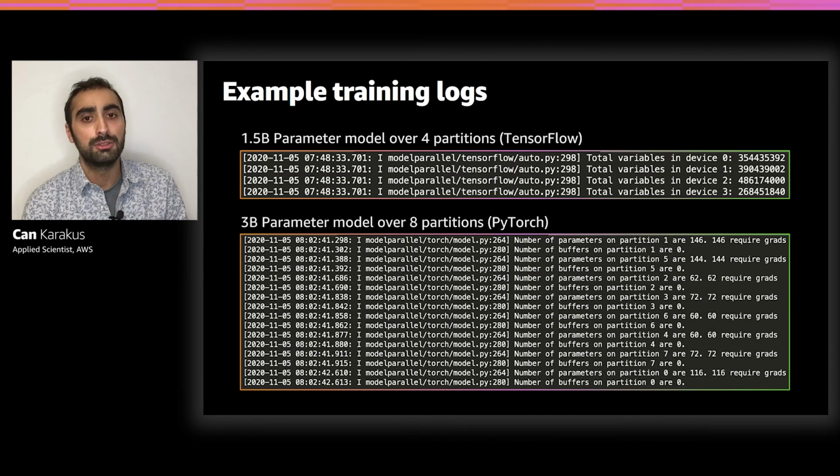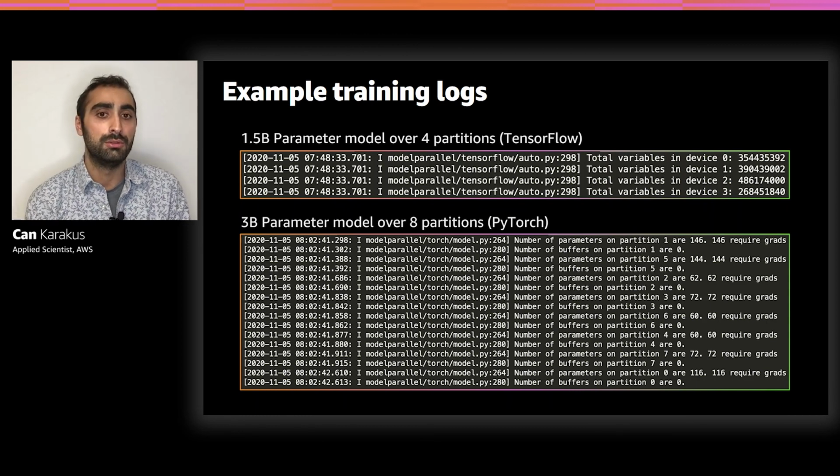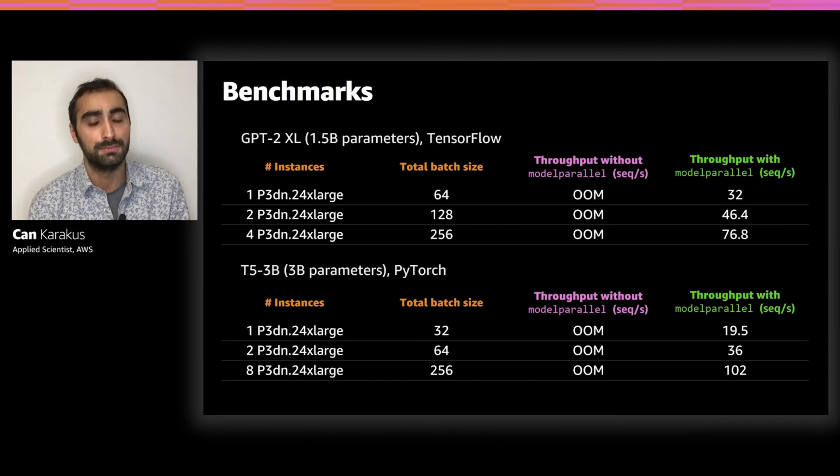Some example training logs. These are from actual training examples from TensorFlow and PyTorch. As we said, during the first training step, the model parallel library does the automated partitioning. And once that is done, it reports to you the statistics about the partition, things like which module is assigned to which device, how many parameters are assigned to each device, etc. And if you use SageMaker Studio, you have access to some additional statistics, things like the estimated amount of communication between devices and the number of operations on each device.